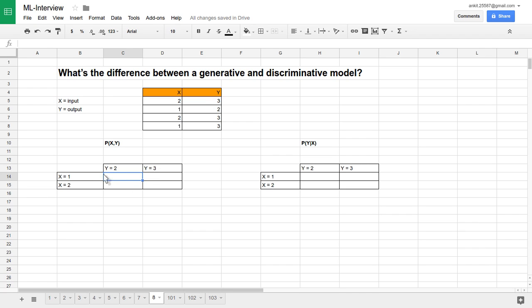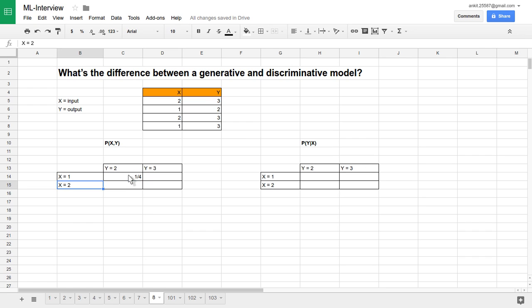So let's take the very first one. Let's say x is equal to 1 and y is equal to 2. The joint probability distribution of x is equal to 1 and y is equal to 2: out of 4 total XY pairs, one time it is occurring. So the joint probability p of x is equal to 1 and y is equal to 2 is nothing but 1 divided by 4. Out of 4 combinations, only one time it's occurring.